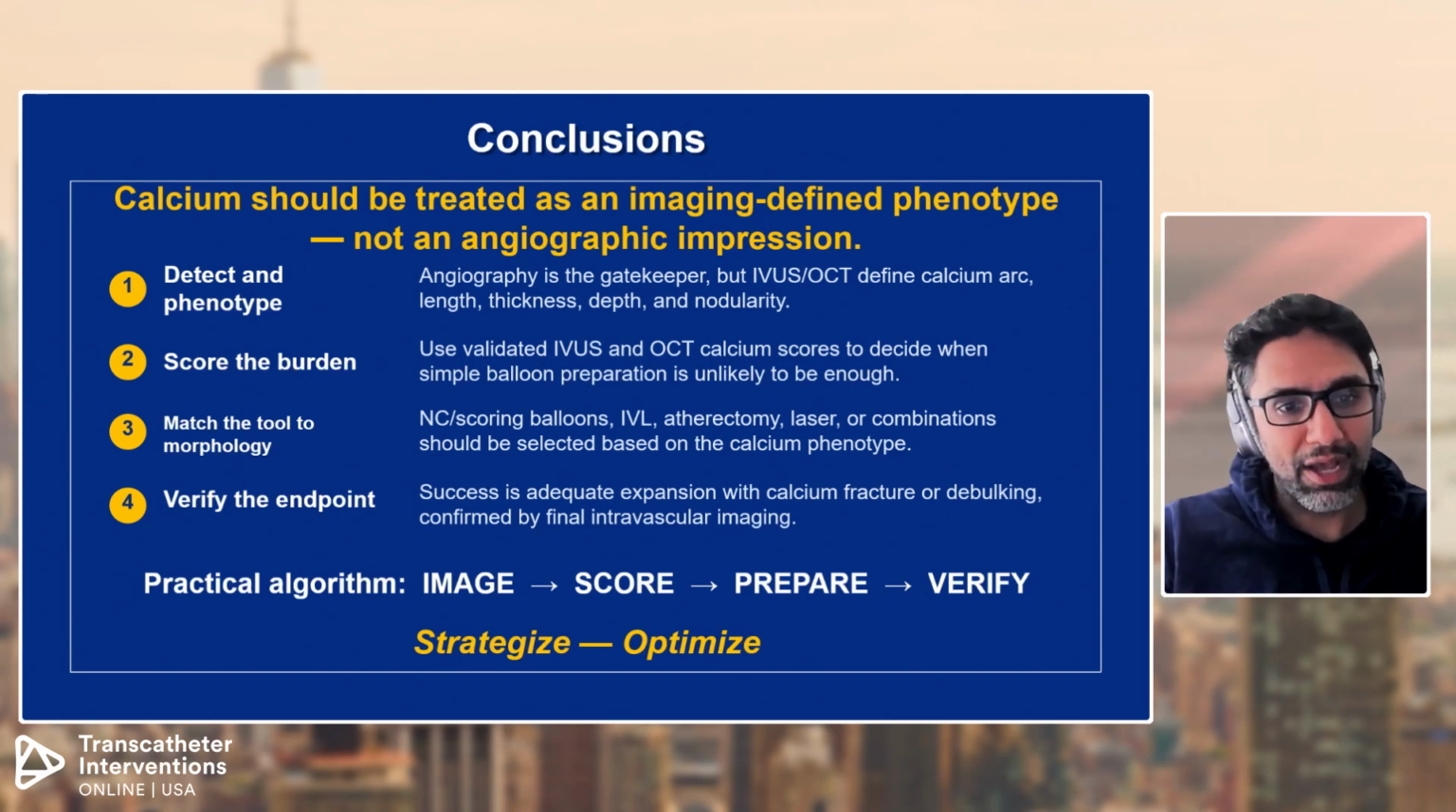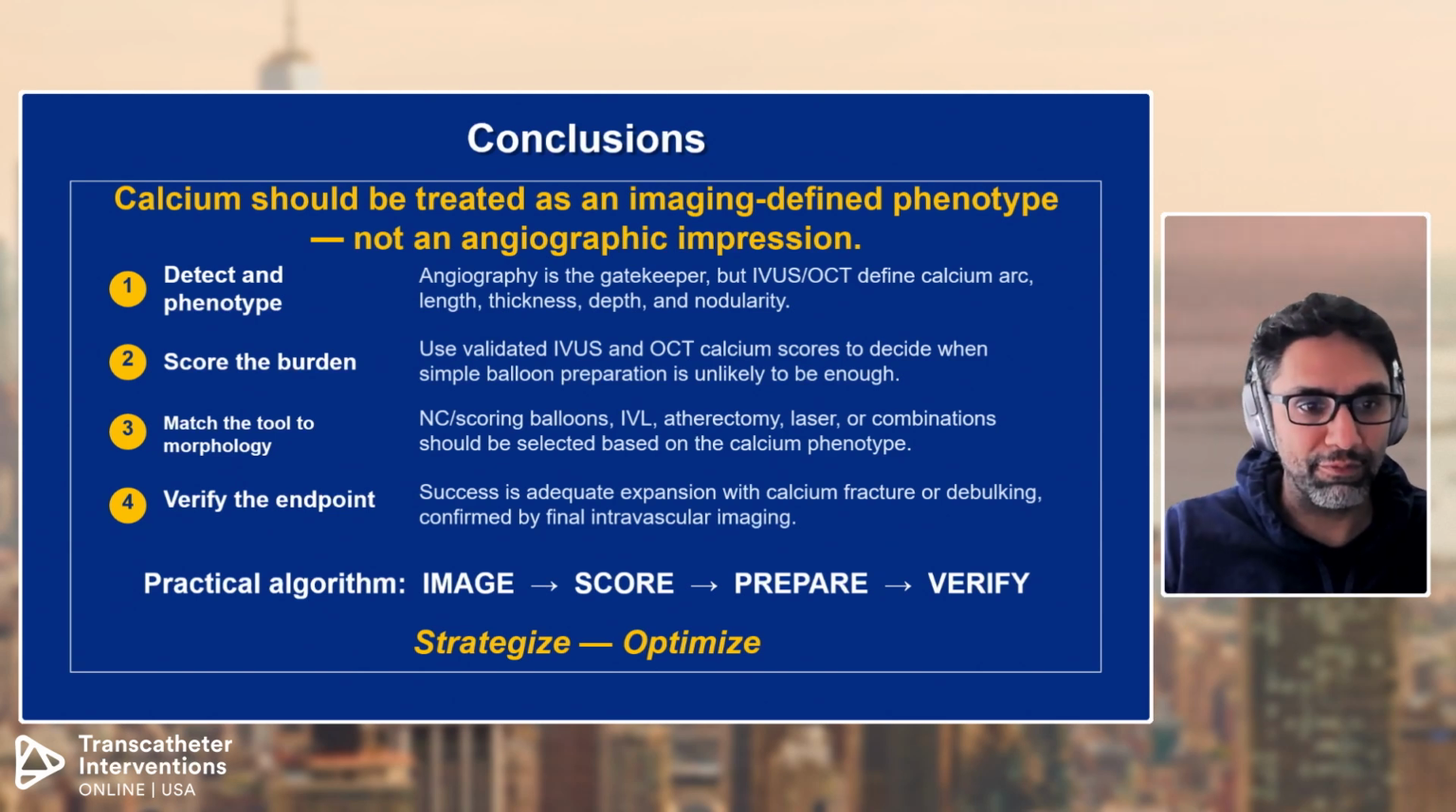So in conclusion, calcium shouldn't be treated as an angiographic impression. It's an imaging-defined phenotype. We should detect and phenotype it. The angiogram is the gatekeeper, but IVUS and OCT define the calcium features, which help us decide which tools to treat. Score the burden. Don't just look at a single parameter.